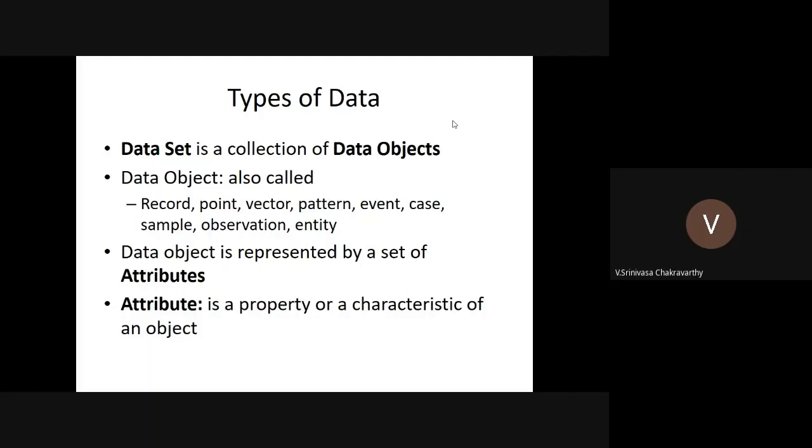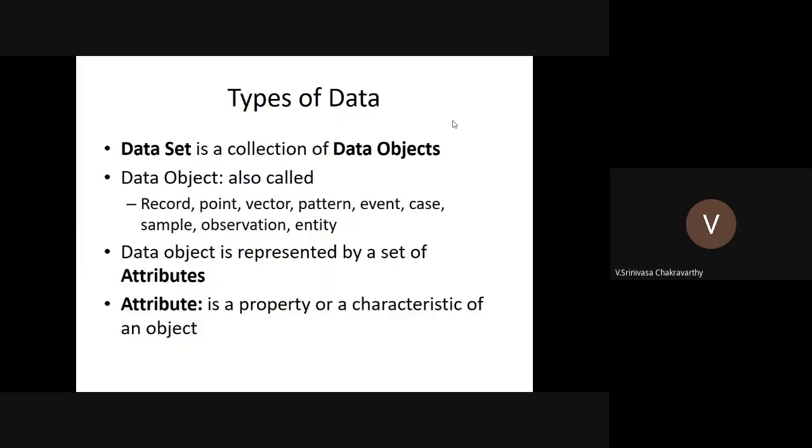Similarly, a point in n-dimensional space can be a data object. You can present a data object as a point in n-dimensional space, which is also a vector, because a vector is an ordered set of numbers. It can also be called a pattern, again depending upon the context. An event, because when an event occurs, maybe you record a bunch of things at that time point. So that's also like a vector or a data object. A case, a sample, an observation, or an entity.